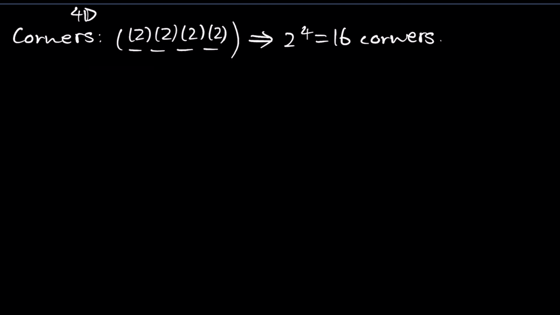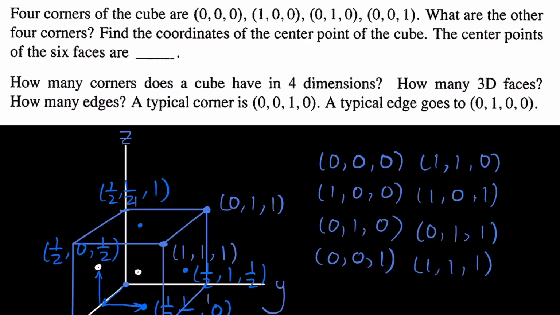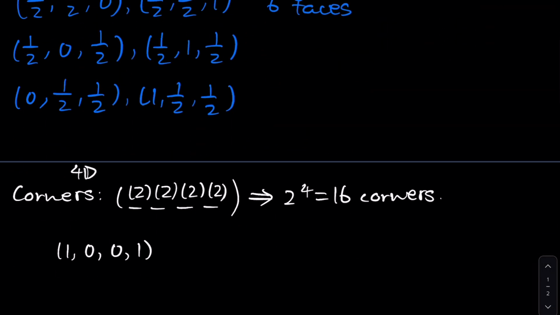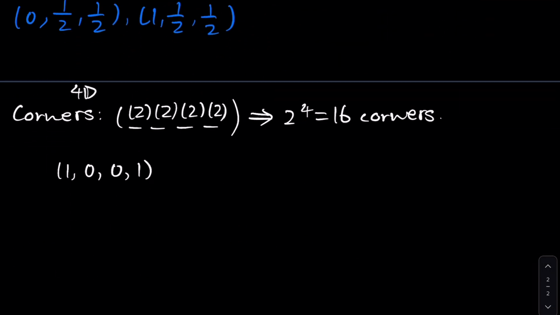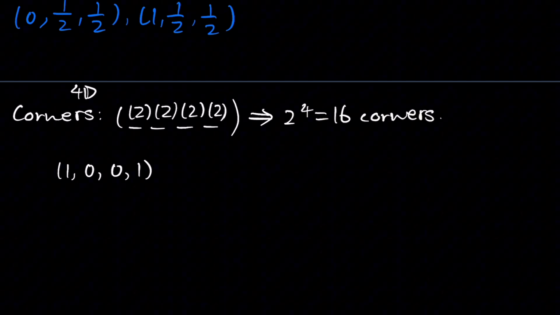Alright, let's get rid of that. Now, how many 3D faces does our hypercube have? That might sound a bit weird because you might ask, how can we have a 3D face? Well, if you think about it, for a 3-dimensional cube, what we're considering is a 2D face, which is like a plane. However, for a 4-dimensional cube, what we're actually interested in is a structure composed of 3D faces.